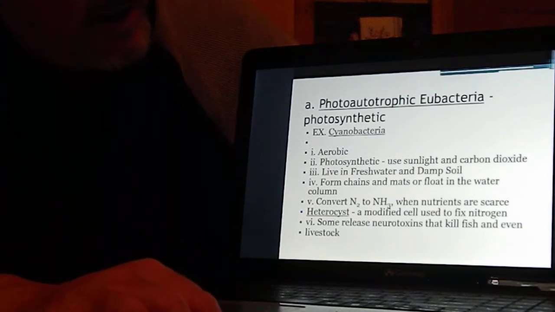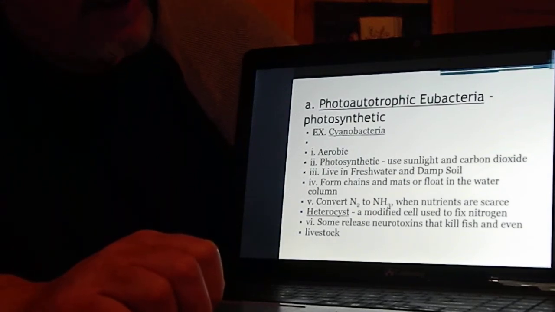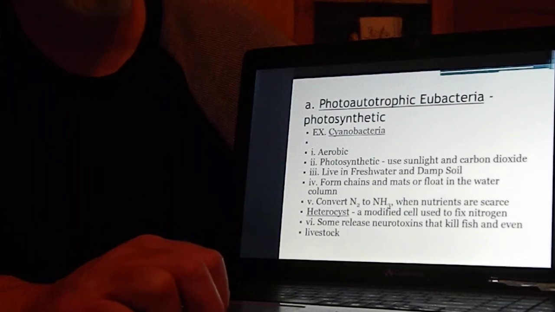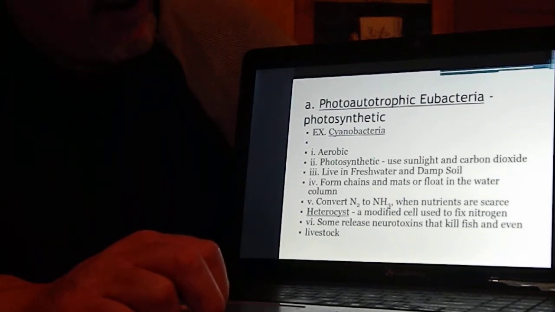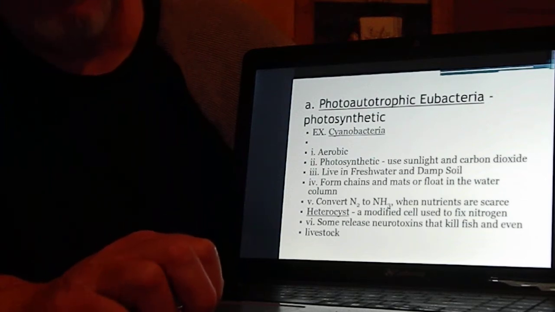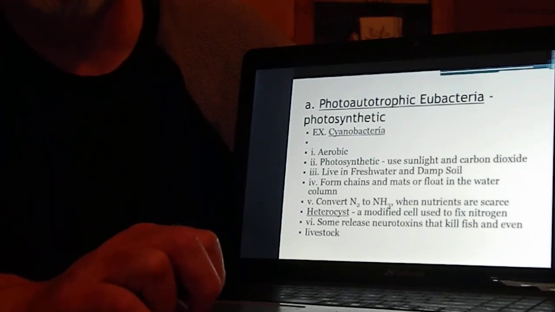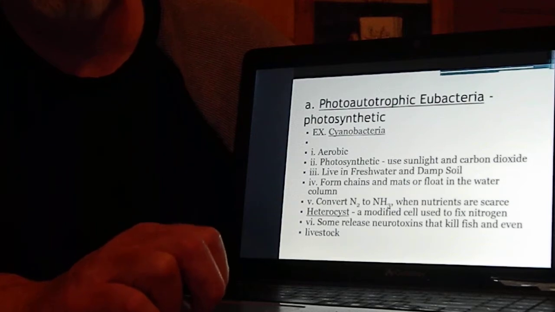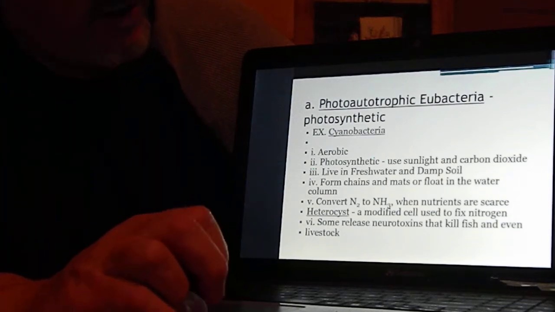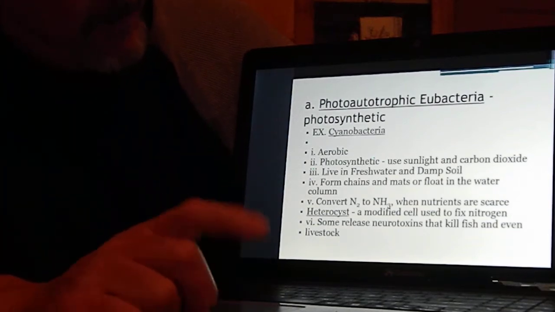They live in fresh water, sometimes on damp soil, rocks, and splash zones of creeks and waterfalls and things like that. They form chains and mats in the water that most of the time float, but some of them are attached to surfaces. And even though they are a mat or a chain, each little cell is its own autonomous, self-feeding organism. All right, so they're unicellular, one-celled.